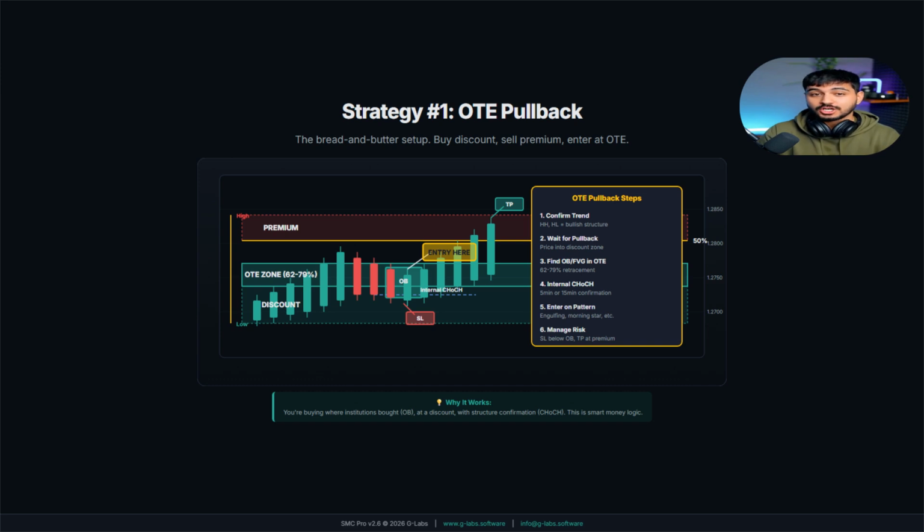Wait for internal CHoCH on the 5-minute or 15-minute chart. Enter on a bullish pattern, engulfing, Morningstar, anything. Stop loss below the order block. Take profit at premium or opposing liquidity. This setup works because you're buying where institutions bought in discount with structure confirmation.